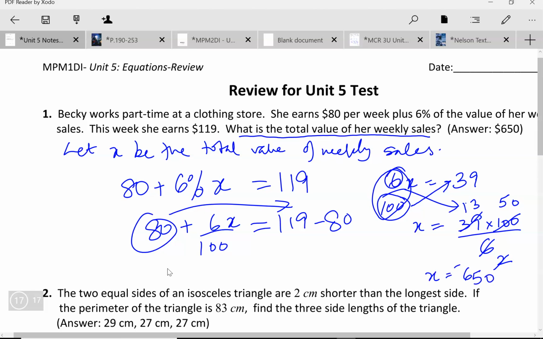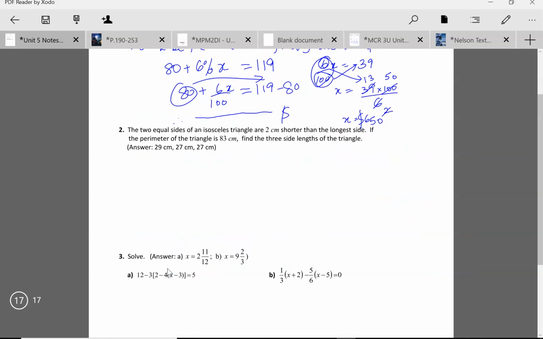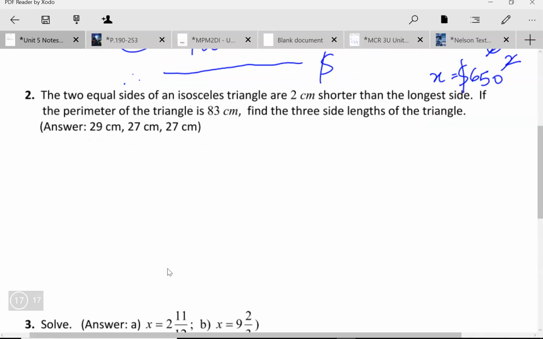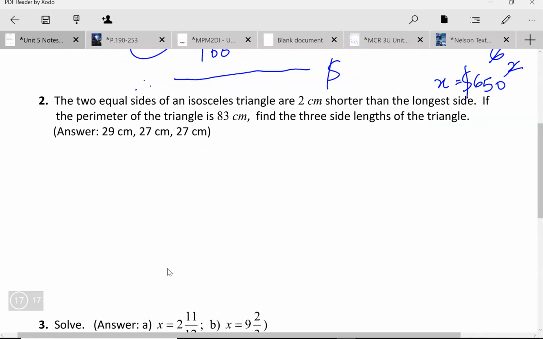So X equals $650, so the total value of weekly sales is $650, in dollars of course. And then, therefore statement, very important: the total weekly sales is $650. As we know, that's the answer. So hopefully that wasn't too hard, given all the practice you have already completed with word problems and solving equations. Question 2 now.